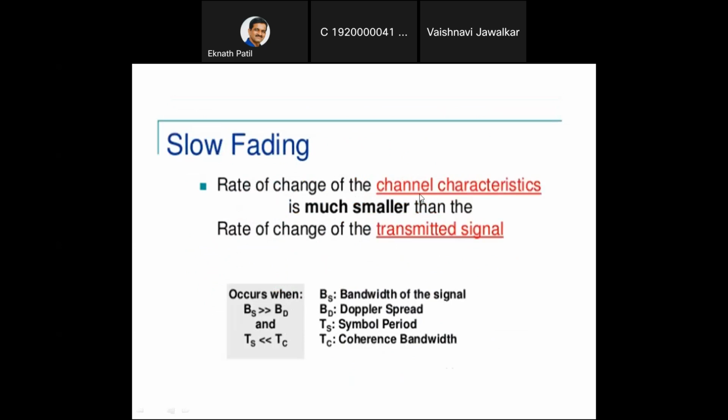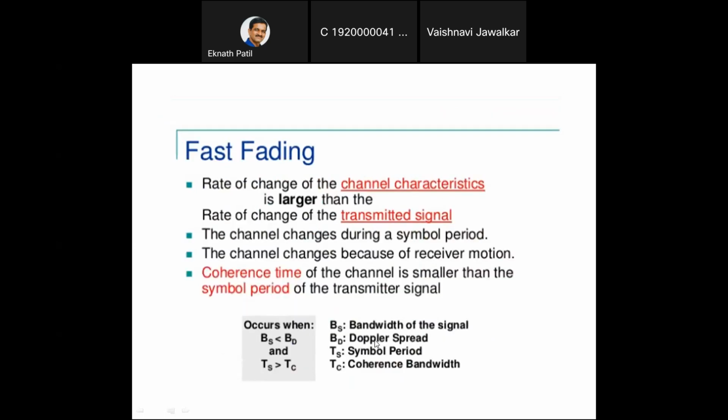Slow fading: the rate of change of the channel characteristics is much smaller than the rate of change of the transmitted signal. It occurs when Bs is greater than Bd and Ts is less than Tc. Bs is the bandwidth of the signal, Bd is the Doppler spread, Ts is the symbol period, and Tc is the coherence time.